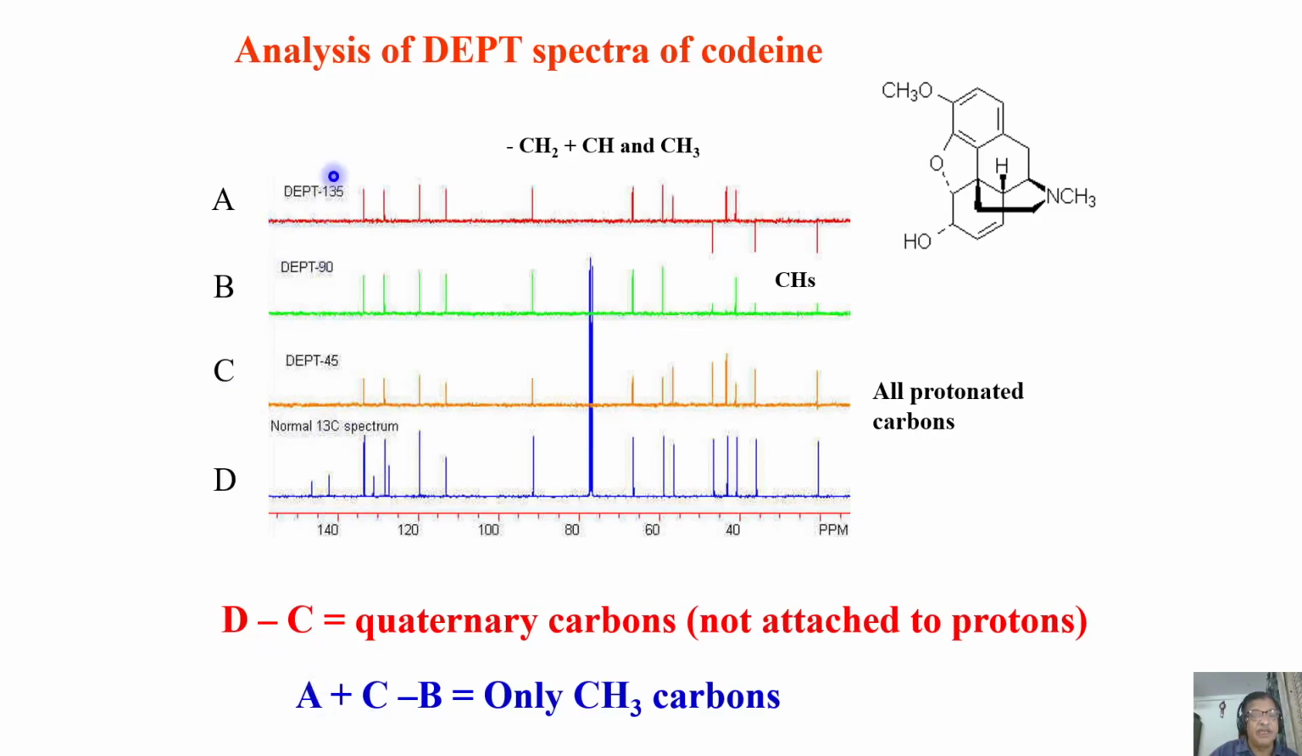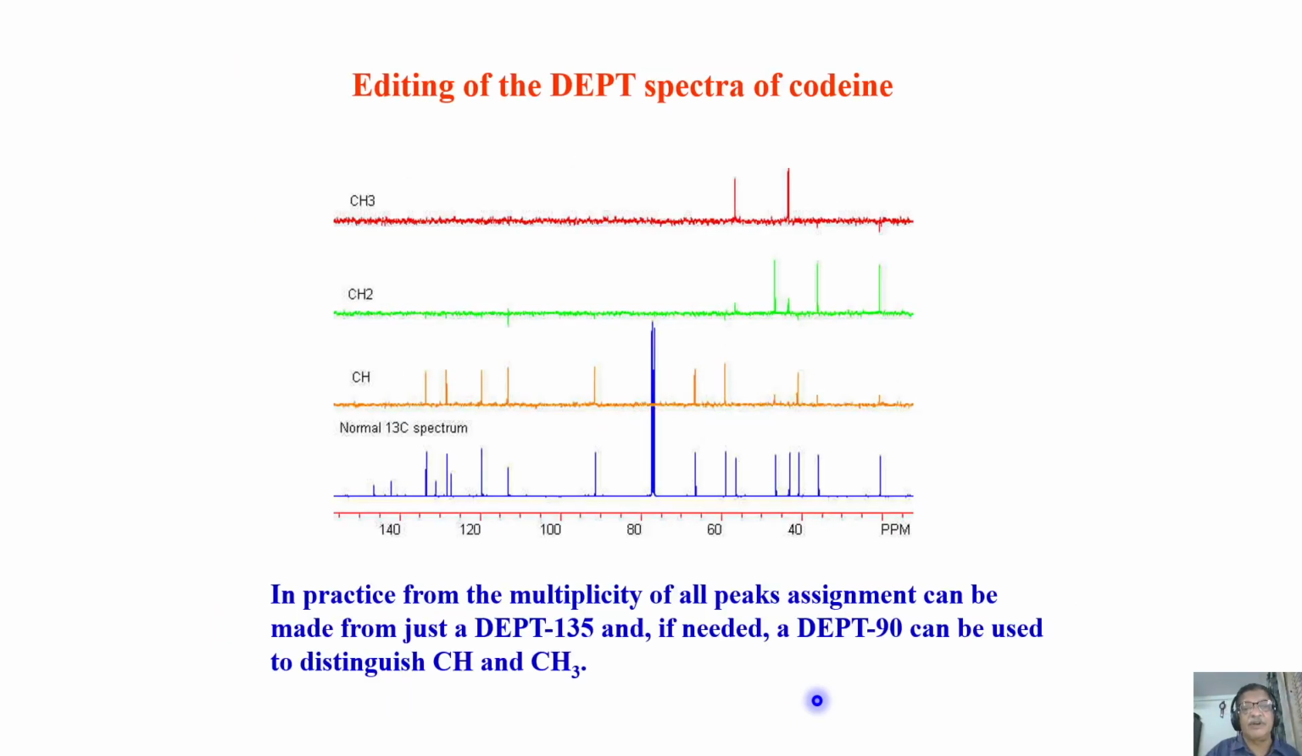A is DEPT 135, B is DEPT 90, C is DEPT 45, and you add these two and subtract this, you get only CH3 carbons. Like that, you can play with it by adding and subtracting, by scaling the intensity by some ratio. You can filter out the spectrum corresponding to individual carbons attached to a particular number of protons. Okay, this is the edited spectrum of codeine. This is CH3 only, CH2 only, CH only, and the normal spectrum.